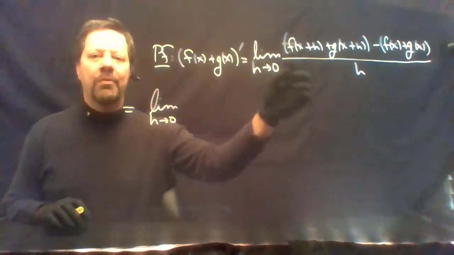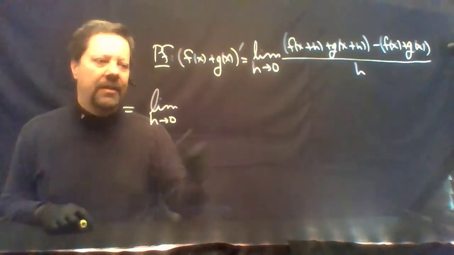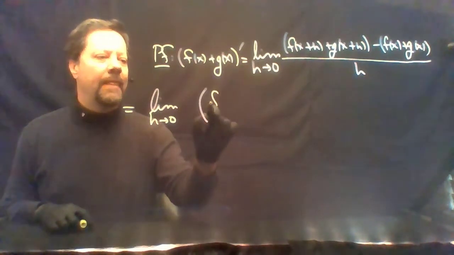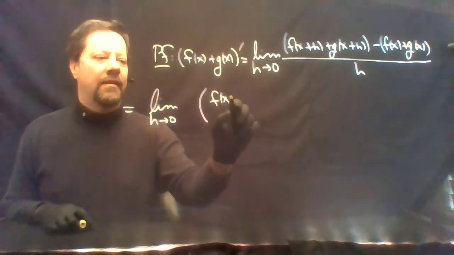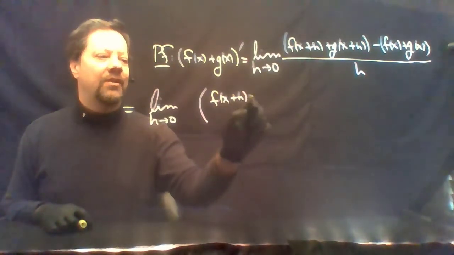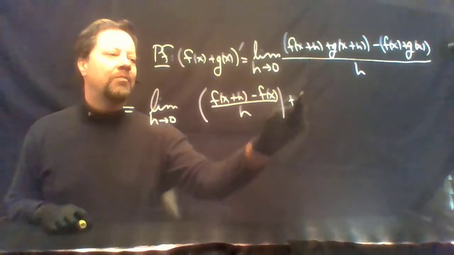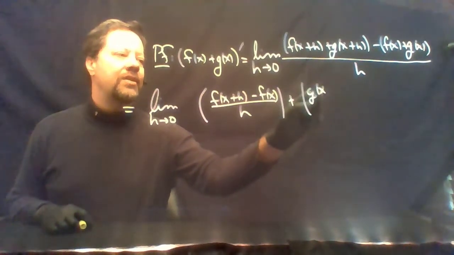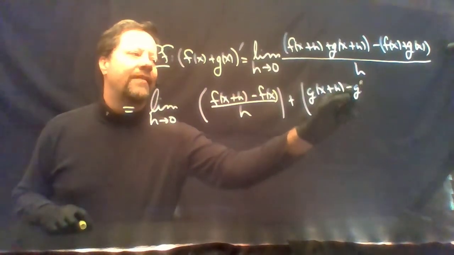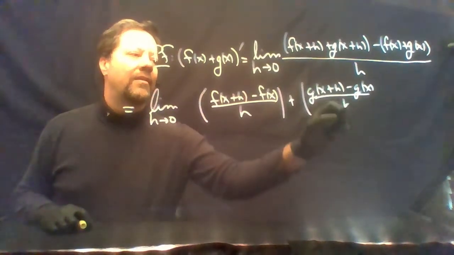We can use the commutative and associative laws of addition to rewrite this sum as f of x plus h minus f of x over h plus g of x plus h minus g of x over h.